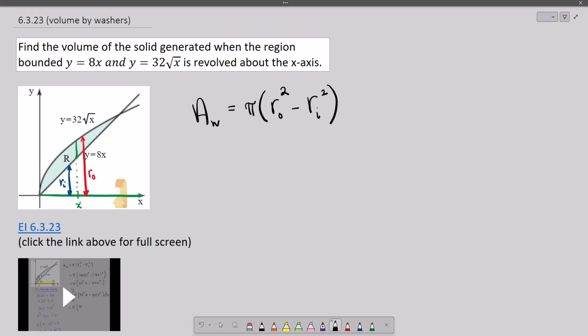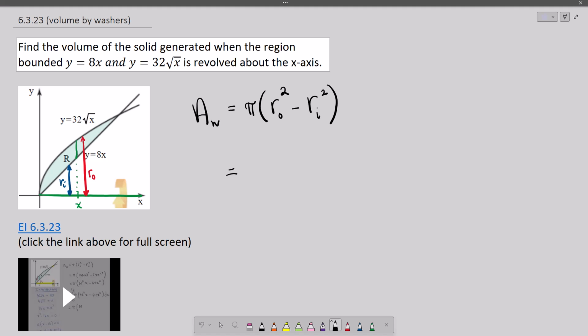Are we going to have a dx or a dy here? Dx, because we have a vertical rectangle, the thickness is dx. So we have a vertical rectangle. So that tells us that we need to turn the r sub o and the r sub i into x's. So we should have x's.